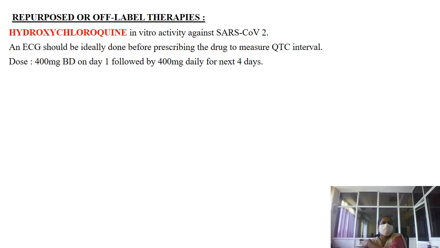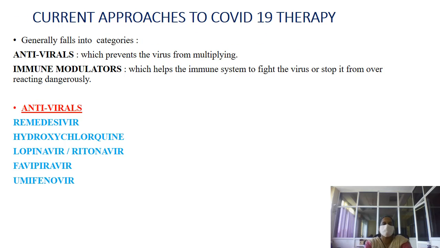Followed by hydroxychloroquine. ECG should be monitored before prescribing the drug. If the QT interval is normal, then we can give hydroxychloroquine. Dose is 400 milligram twice a day on day 1, followed by 400 milligram daily for the next 4 days. Followed by what are the current approaches to COVID-19 therapy.